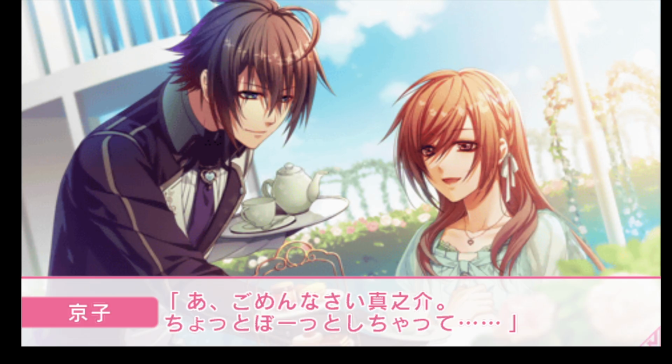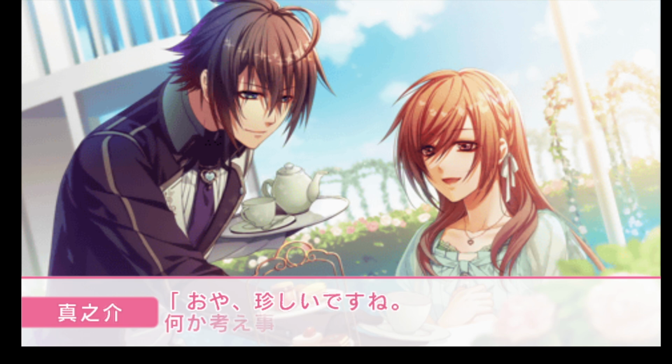Next. Yes. おや、珍しいですね。何か考え事ですか? O? This is basically just like an O. Mezurashi is like how rare. Yes. How rare. Mezurashi is like to be rare. Exactly. 珍しいですね. It's like to be how rare.